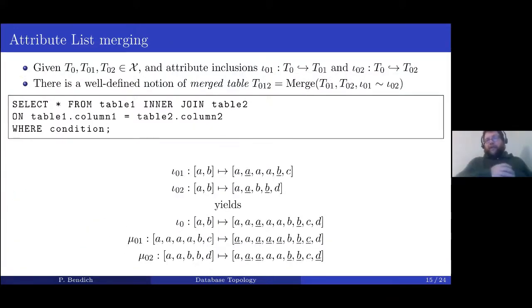There's a well-defined simplicial set model category language that I can use to say, if I have two data tables, T1 and T2, with something T0 included into one of them and into the other one, there's a well-defined notion of a merged table that actually respects those sets. So in other words, I can phrase in this simplicial set language exactly this SQL command in a well-defined way.